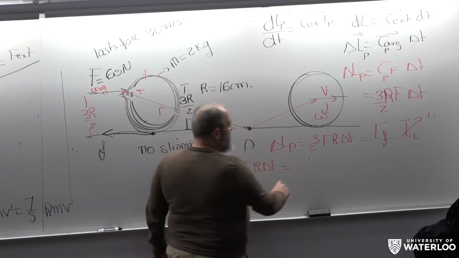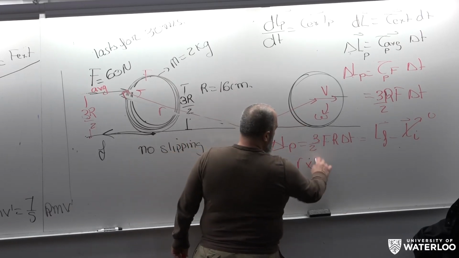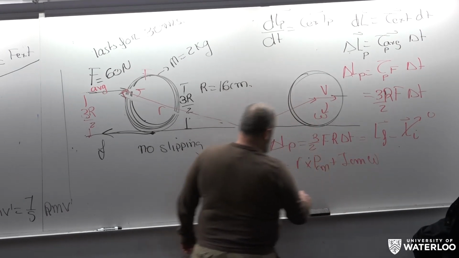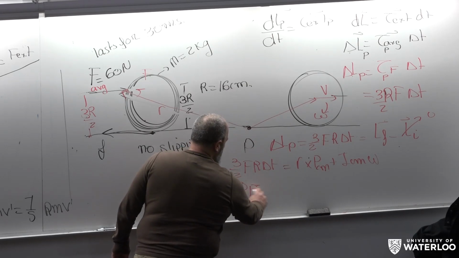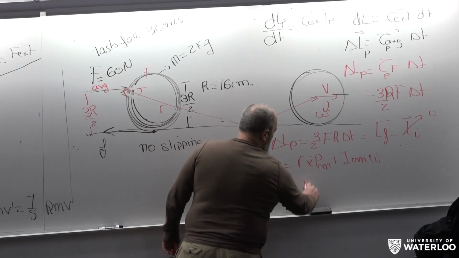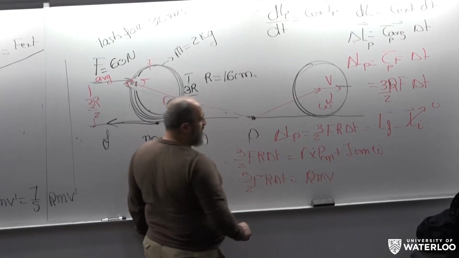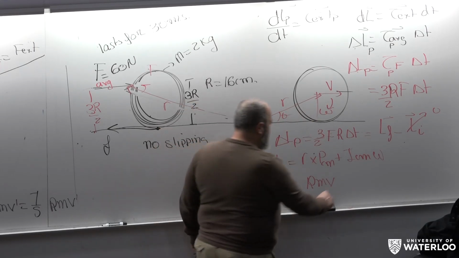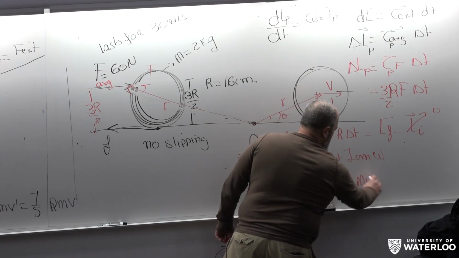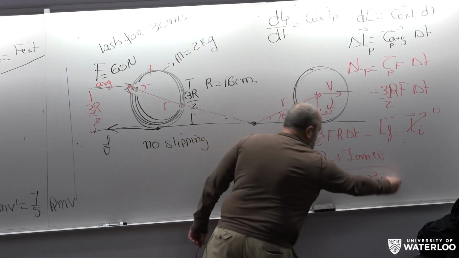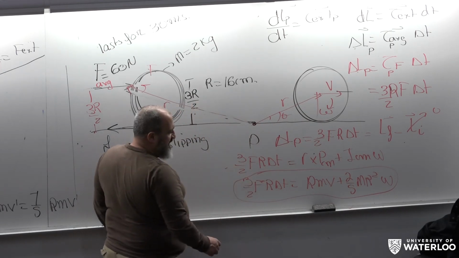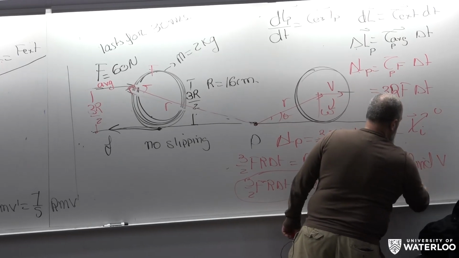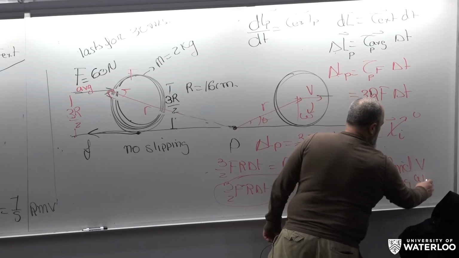That's equal to L final, which is R cross P, that's orbital, CM, plus I CM omega, right? And then 3/2 F R delta T is R m v, because it's R P sine theta, and R sine theta becomes just R. Right? And plus I CM, 2/5 M R squared omega. And now you can, using V equals omega R, or omega equals V over R, you can find V.